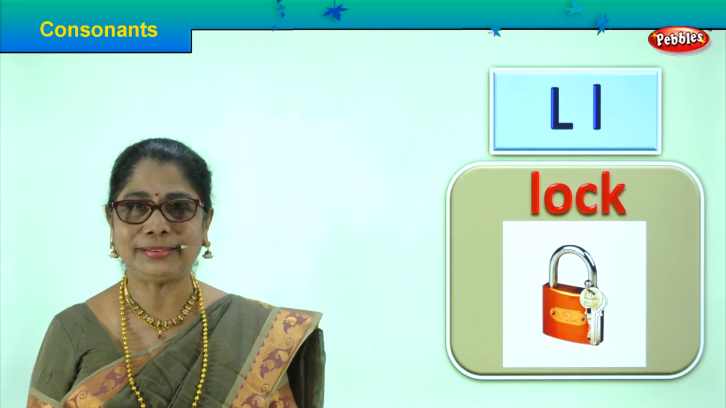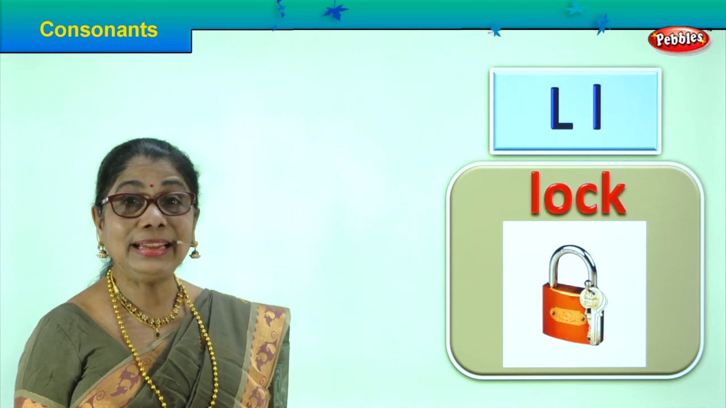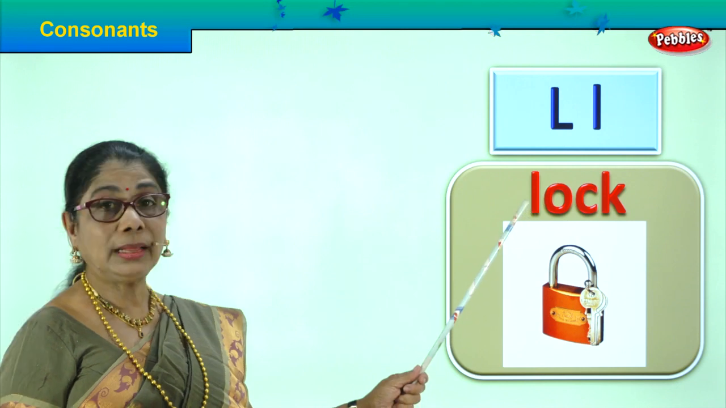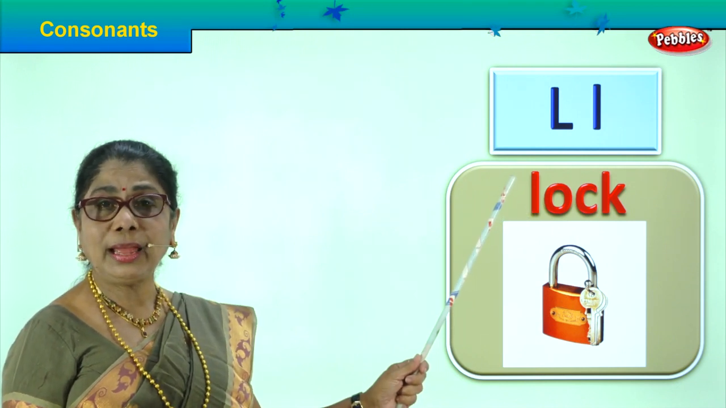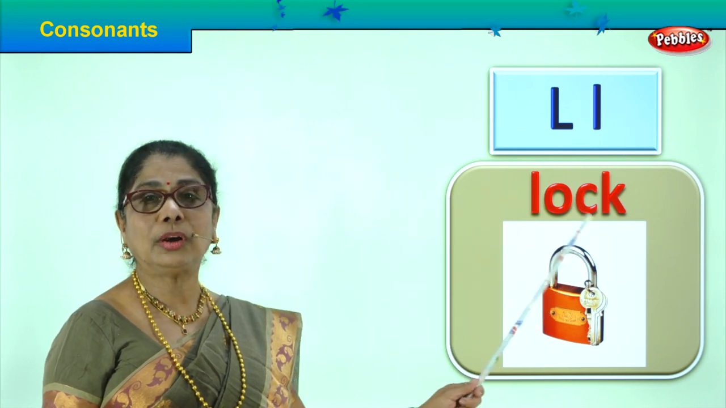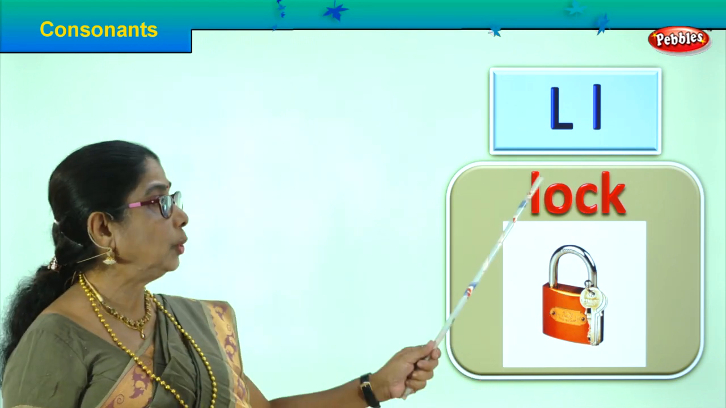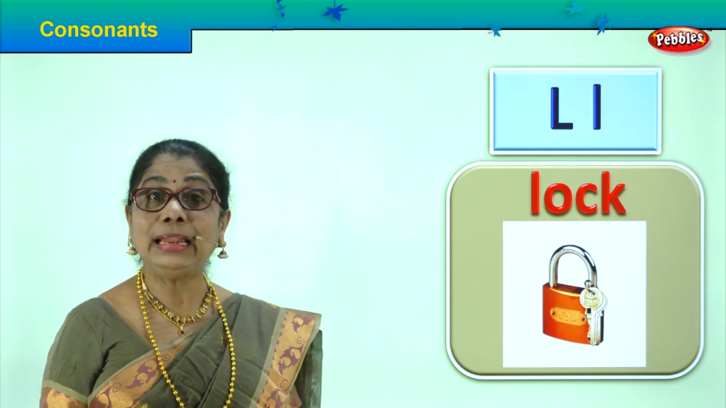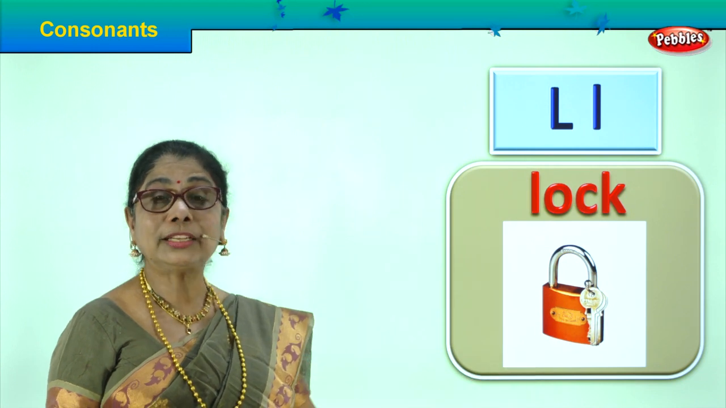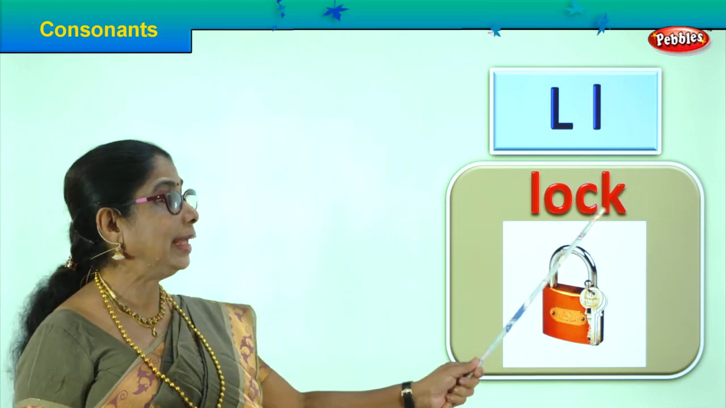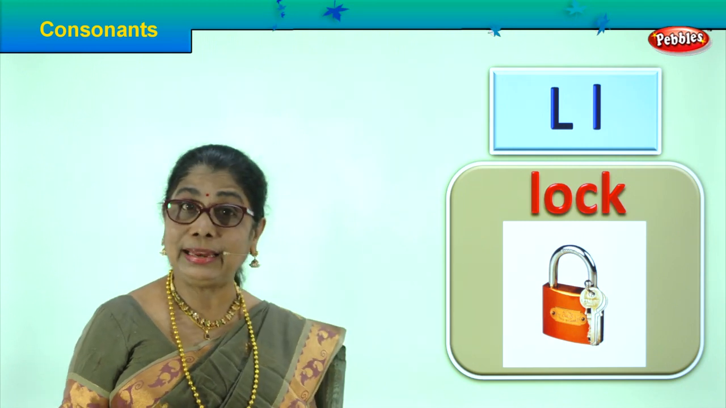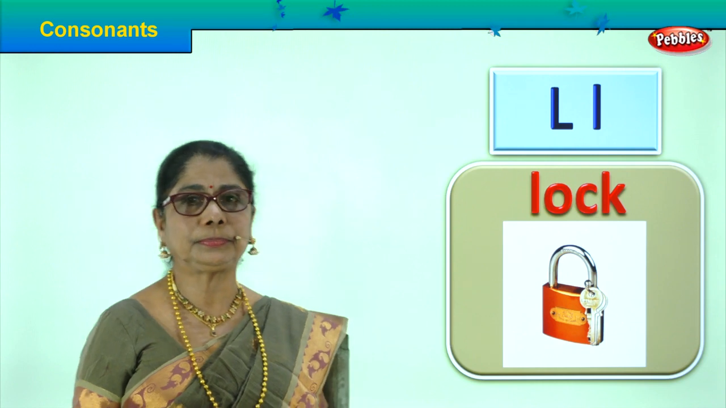See what you have here. L. L sound. What is this? Lock. Spell lock. The word lock begins with the letter L. Sound L. Spell lock. The word lock begins with the consonant L. Let's take another picture.